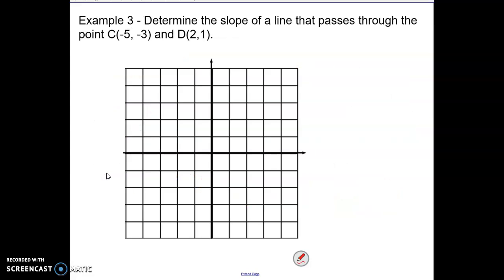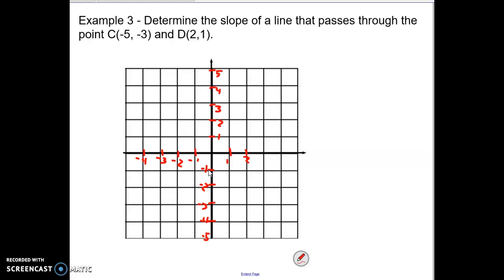Okay, so moving on to example 3. It says, determine the slope of a line that passes through point C, which is at 5 and negative 3, and D, which is at 2 and 1. So the first thing we're going to do is plot our points on our graph. So I'm just going to assume that each of these is 1, so it's just going to be there. Negative 1, negative 2, 1, 2. And then we can plot our points.